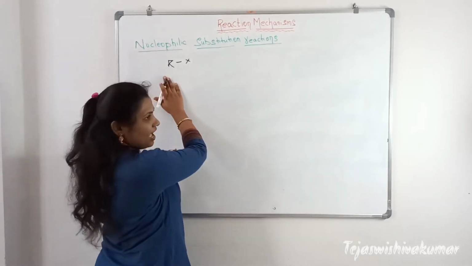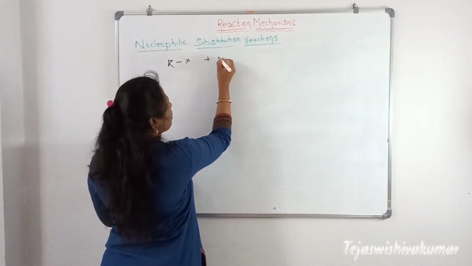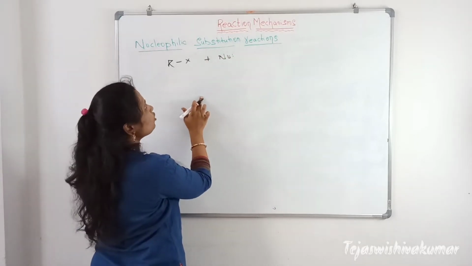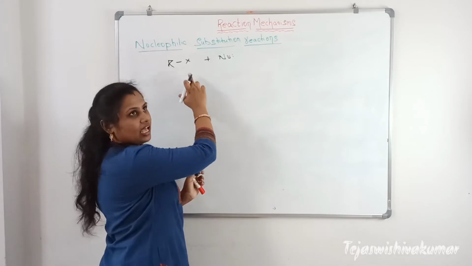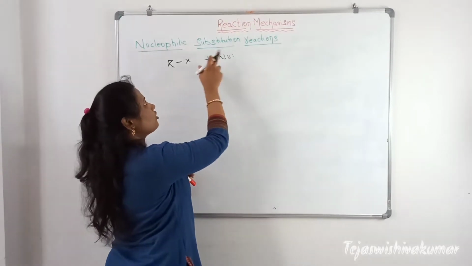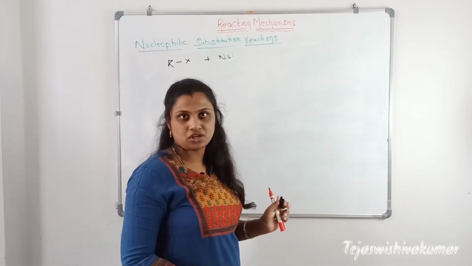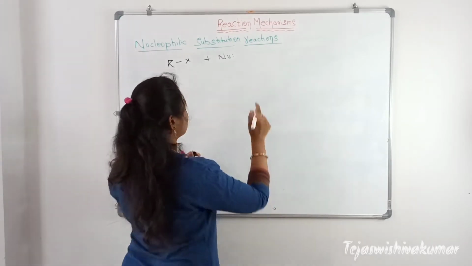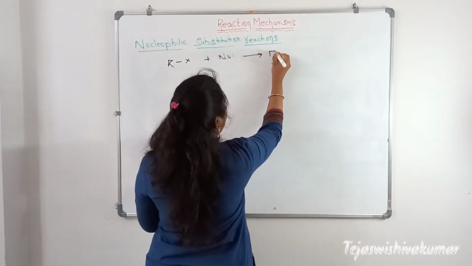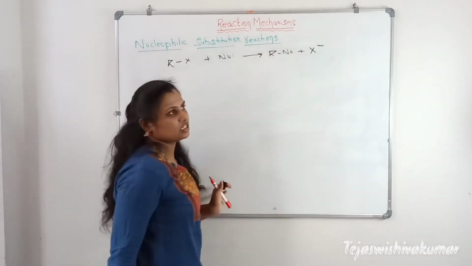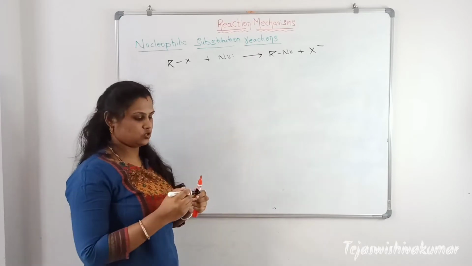Now this is the alkyl halide which is our substrate, and here we have got a nucleophile. Now this nucleophile is going to take the place of X. X బయటకు వెళ్ళిపోతుంది, ఈ nucleophile ఏమో R కి attach అయిపోతుంది. That is what we are calling substitution, nucleophilic substitution reactions. RNu plus X minus. So this is what is happening in nucleophilic substitution reactions.